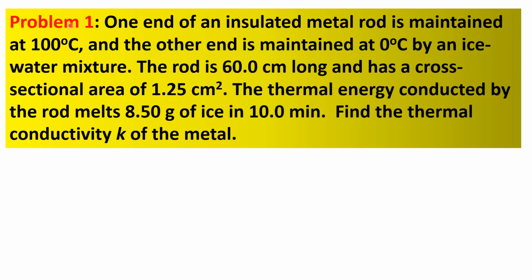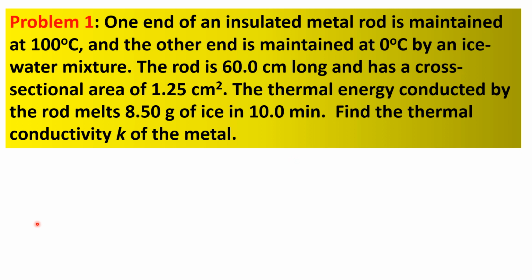For our first example, we have here problem number 1, which reads: one end of an insulated metal rod is maintained at 100 degrees Celsius, and the other end is maintained at 0 degrees Celsius by an ice-water mixture. The rod is 60.0 centimeters long and has a cross-sectional area of 1.25 square centimeters. The thermal energy conducted by the rod melts 8.50 grams of ice in 10.0 minutes. The question is, find the thermal conductivity k of the metal.